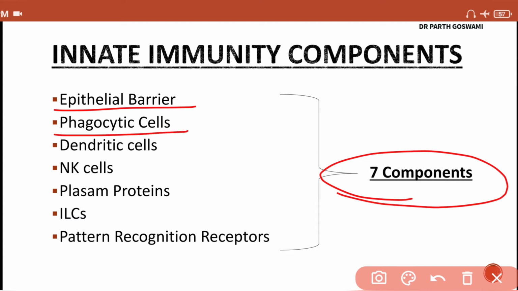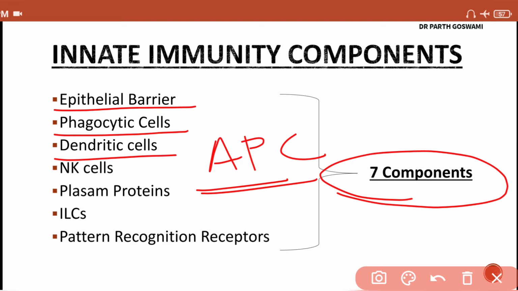Especially you may have heard of neutrophils and phagocytic cells like the macrophage. The neutrophils and macrophages are the two important phagocytic cells that perform phagocytosis, which helps in killing bacteria, viruses, etc. Alright. The third one is the dendritic cell, which is an antigen presenting cell. The fourth one is the natural killer cell, which is a type of T cell.